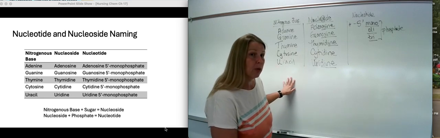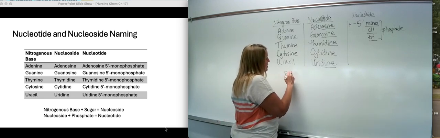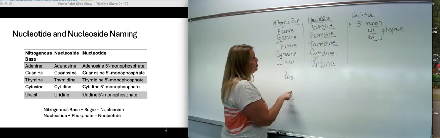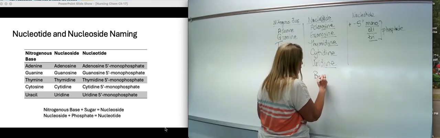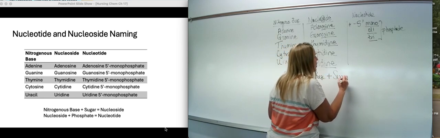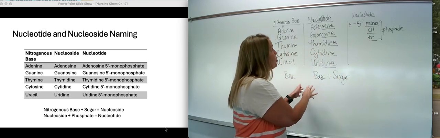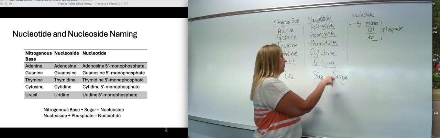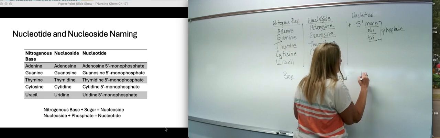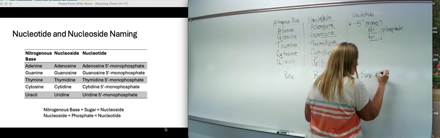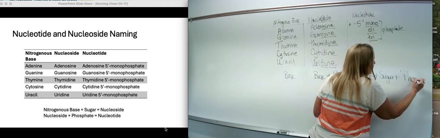So again, how these are put together is if you take the base, right? So here's our nitrogenous base by itself. When you take the nitrogenous base plus the sugar, meaning either ribose or deoxyribose, you make a nucleoside. So you remember sugar for side, okay? Finally, if you want to make a nucleotide, that is a base plus the sugar plus a phosphate group, okay?